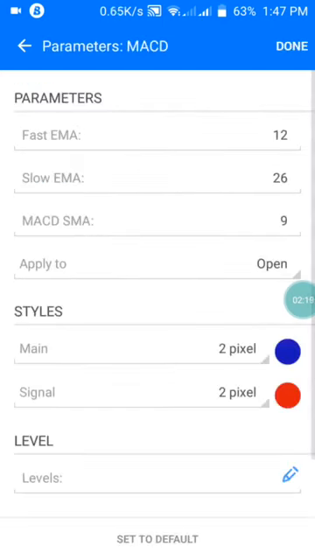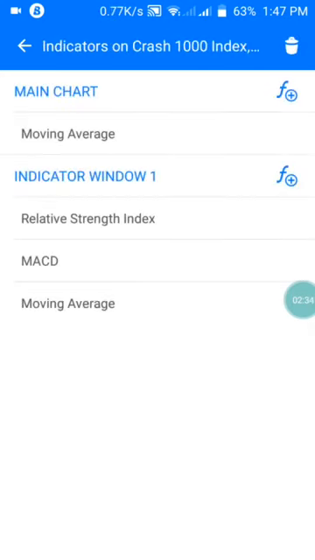Then you move to your MACD. On my MACD, I have my fast EMA at 12, my slow EMA at 26, and MACD SMA at 9, applied to close. For style, I have these two colors, but you can choose any color of your choice, and you press done.